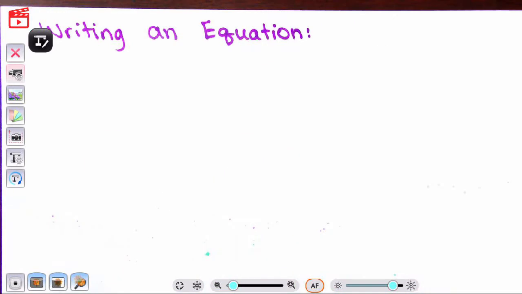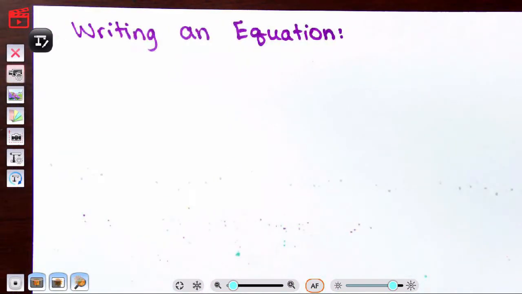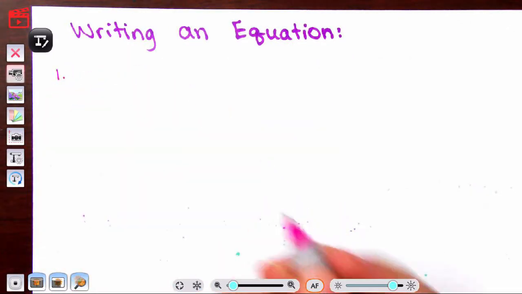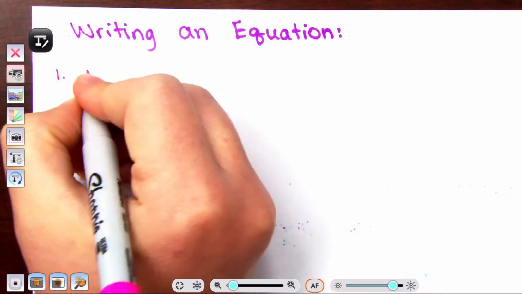Again, this is in factored form. We're going to deal with expansions later. In factored form, what do we have? Step number 1, kind of working backwards. So step number 1 is identify the x-intercepts.